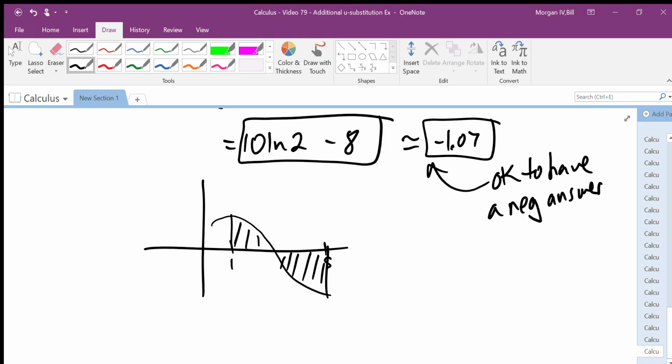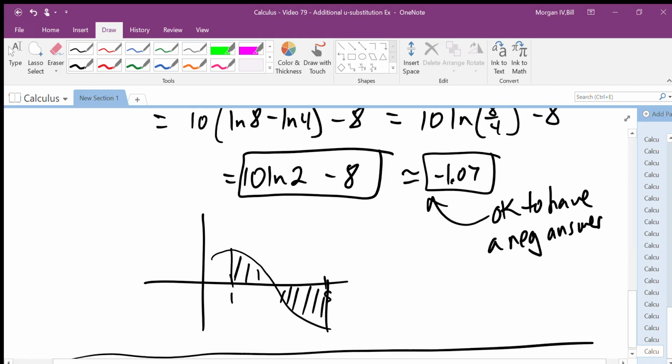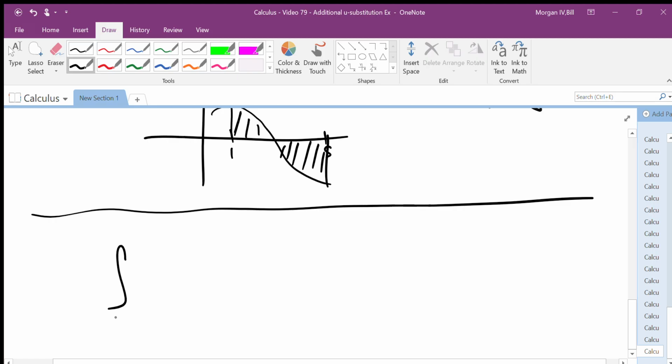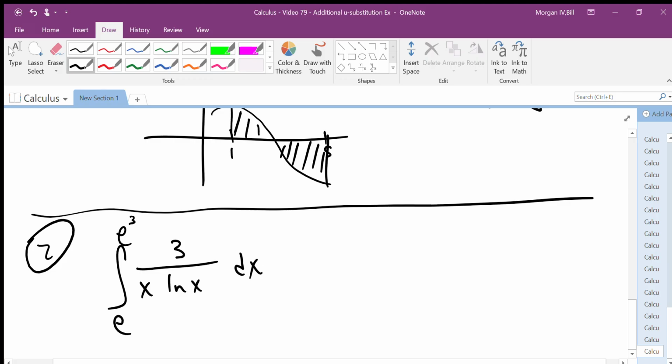Okay, very good. One more on this one. Let's try the integral from e, so number 2 here, e to e cubed of 3 over x natural log of x dx. Pause the video, try this one out, see if you can figure this one out. It is a u substitution problem, so let u equal something, and let's see if you can work through this one. Okay, let's see how you did.